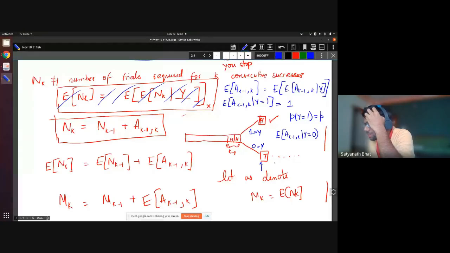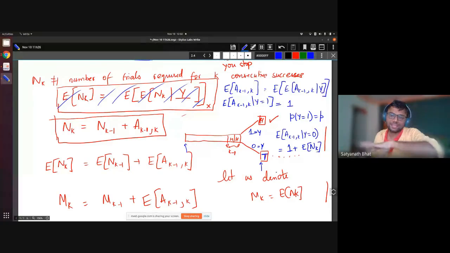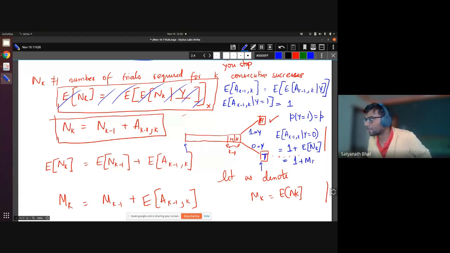Once you come over here, it is as though you are starting at the first itself. But unfortunately, it's not quite that, because you have a tail. It is as though you have started from before, but you have already used one round. So this is going to be 1 for this tail plus the expected value of nk. You'll have to wait again because it's going to reset. The system has started again. So this is nothing but 1 plus nk.